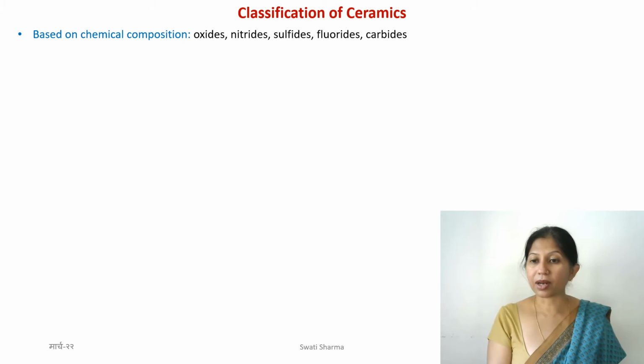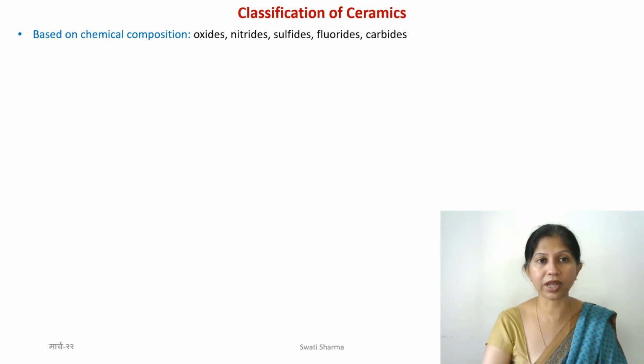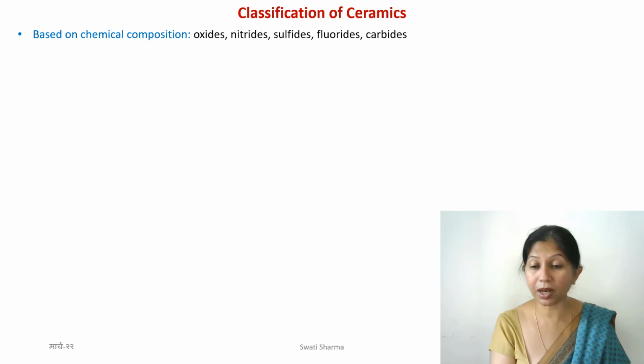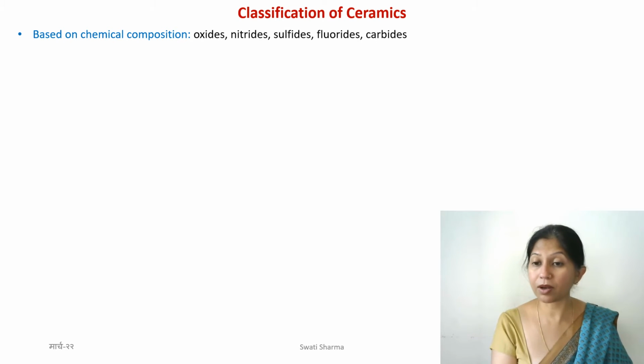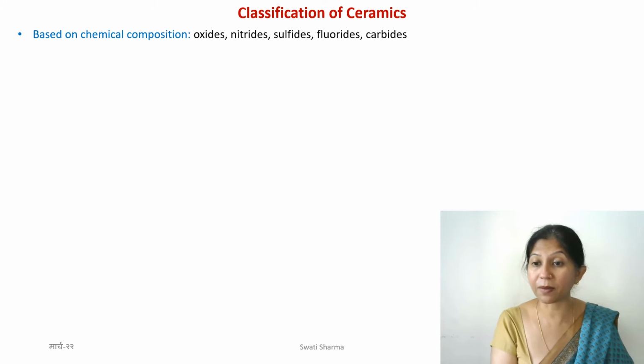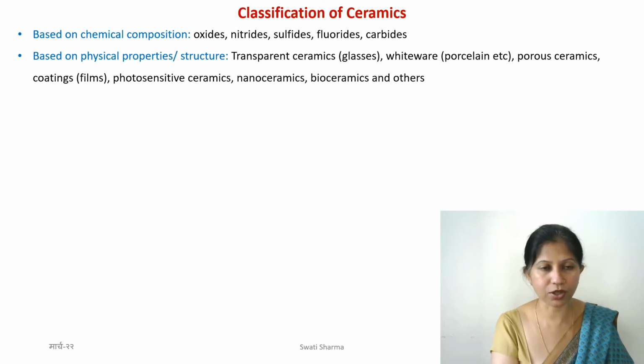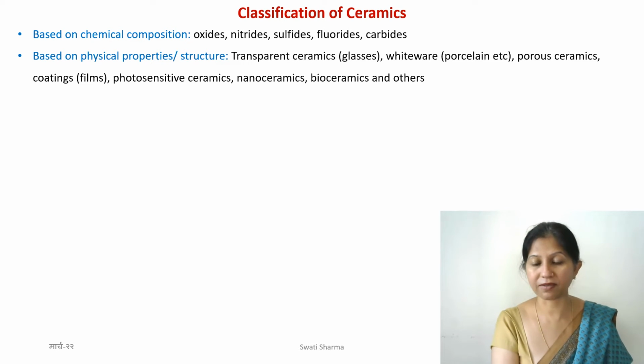Again, like polymers, like metals, alloys, we can do classification in various different ways. One method, for example, is based on the chemical composition. Of course, this is something we can do: oxides, nitrides, this is easy, right? Because these are all different types of ceramic materials. So we can classify the materials according to their chemical composition. That is one way of classifying it.